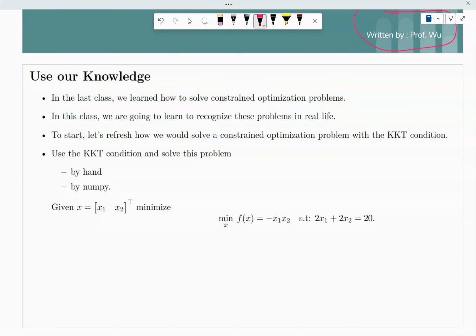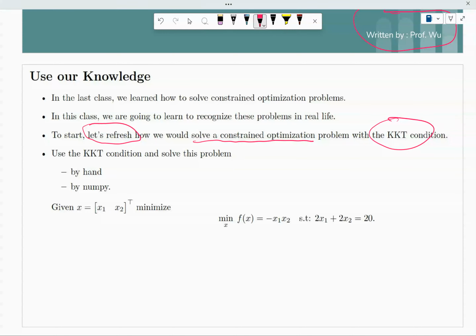In this class, we're going to learn to recognize these problems, do a little practice to convert actual situations into these constraints. So, to get started, let's start by refreshing what we were doing last time, okay? By practicing solving a constraint optimization problem using the KKT condition.